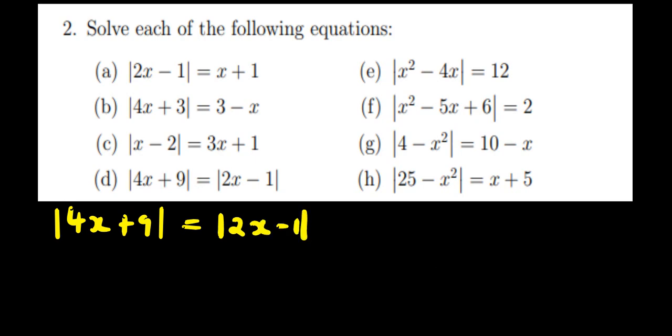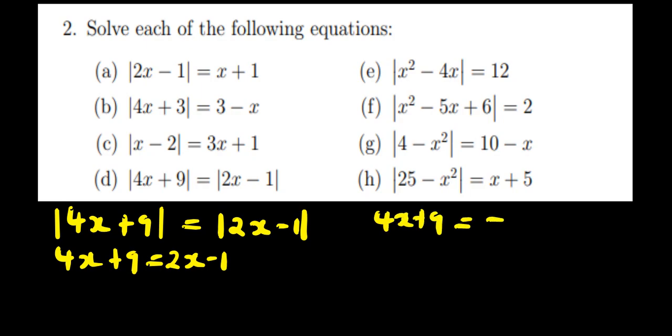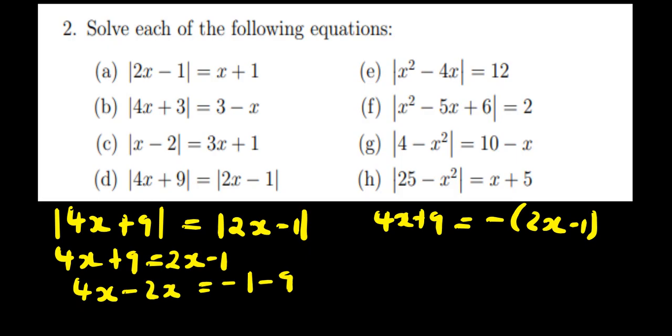So likewise, what am I going to do? It's the same principle. I'm just going to say 4x + 9 is equal to 2x - 1. Again, I'm going to say 4x + 9 is equal to, now it will be minus, (2x - 1). So then I'm just going to solve. 4x - 2x is equal to negative 1 minus 9. That will give 2x is equal to negative 10. So therefore your x will be, is it negative 5?